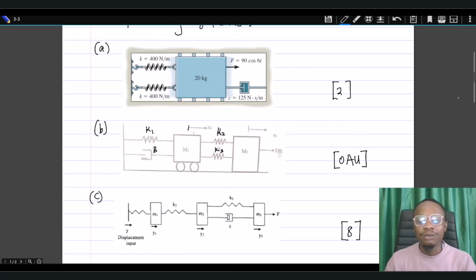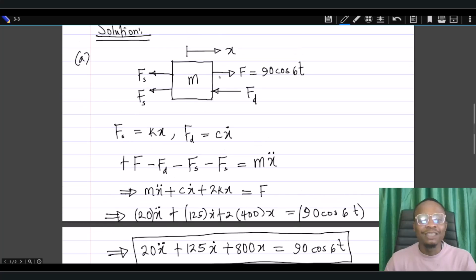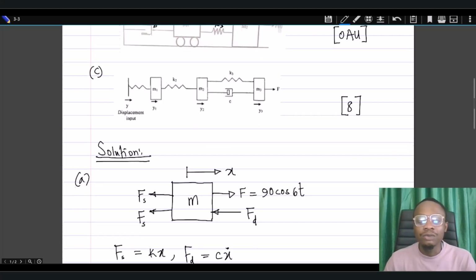So we have problem B. For the B part, we draw a free body diagram, but this time around we know there are two masses present, so we have to consider both masses. So we draw for M1, we draw for M2, and that means unavoidably we will have two equations in our mathematical model. One will be for M1 and the other will be for M2. So we can do that right away.